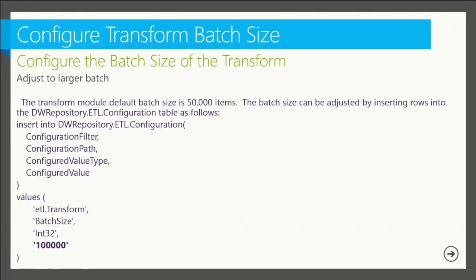So you'll note right down here where there's this little bold 100,000. You can change that to whatever it is that you want, but note that the out-of-box batch size may be too small if you haven't been running your transforms for a while, right? So you need to be aware of how that works and whether or not it's impacting you.